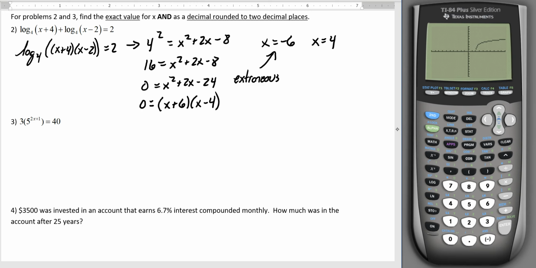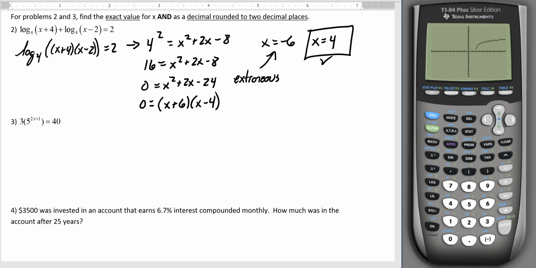However, when I plug in 4, I'd get a positive number here, a positive number there. So x equals 4 is my solution here. All right. Now, what about if it's an exponential equation? A question we should answer: what about the decimal rounded to 2 decimal places? Well, I think in this case, we don't need to do that since this is an integer. That might not be the case with number 3 here.